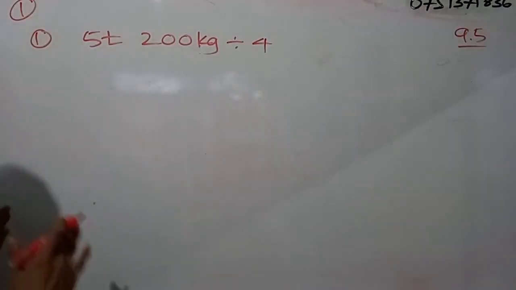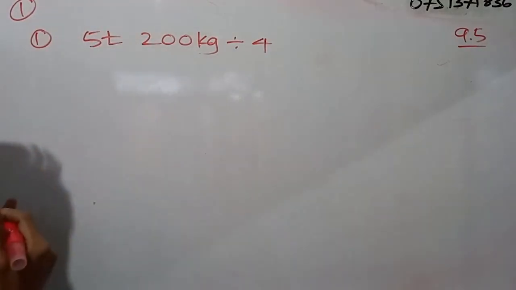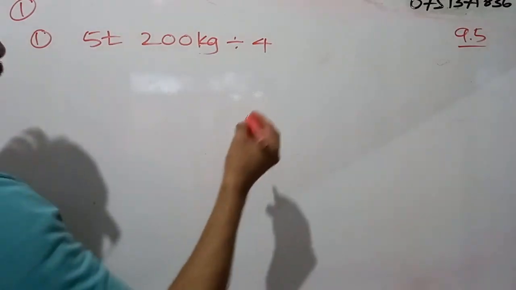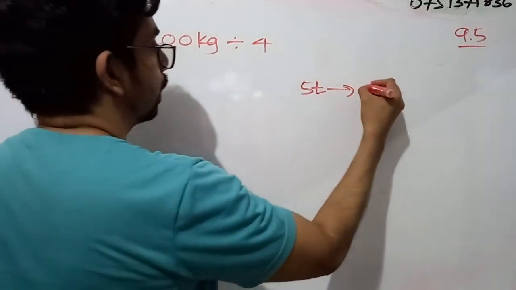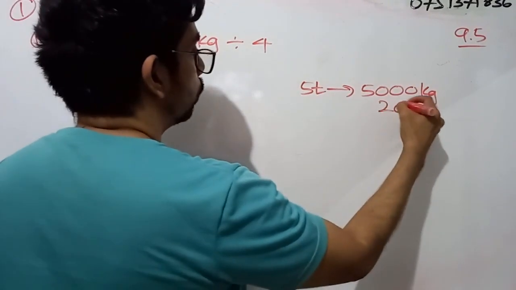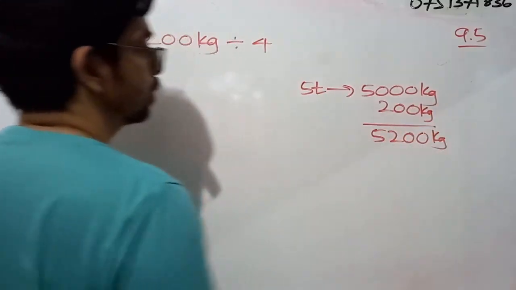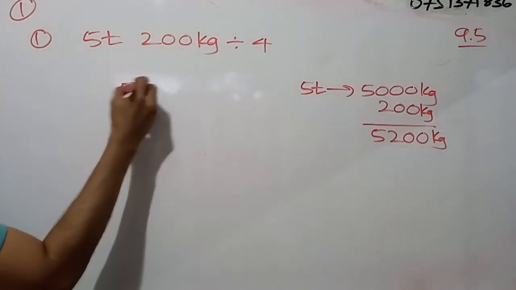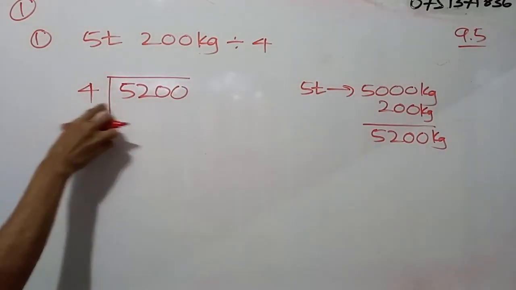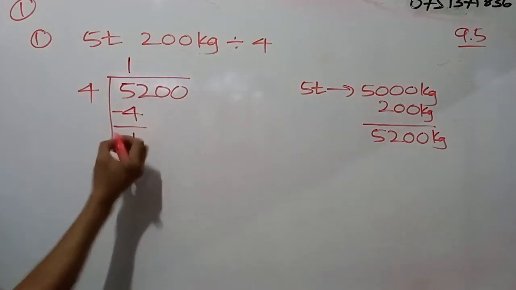Right. So the easiest method is to convert the mass which has been given to us in tons and kilograms into kilograms. So 5 tons, we know that is 5000 kilograms. To that we add 200 kilograms. So altogether we get 5200 kilograms. Right. Then we divide 5200 by 4. How many 4s are there to 5? We can go up to 1. 4 times 1, that is 4. 5 minus 4, we get a 1.